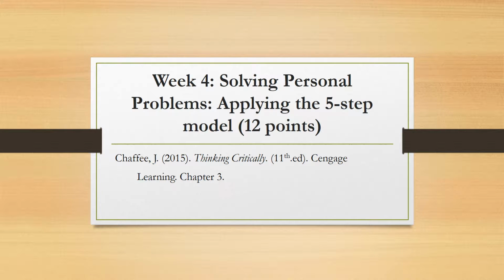This week we're going to be writing a paper on solving personal problems and applying the 5-step model. It's worth 12 points this week and our author is Chaffee. The textbook is Thinking Critically and we'll be working out of chapter 3.